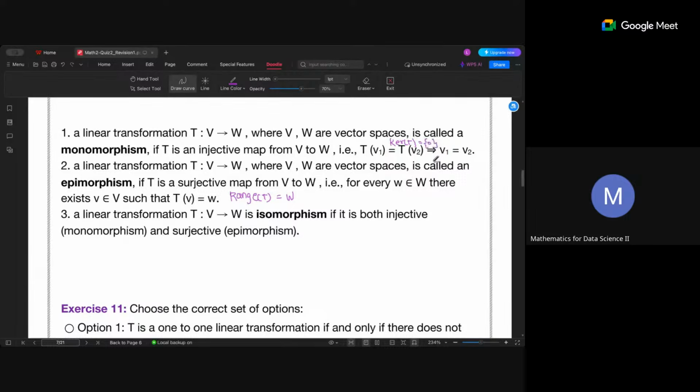Remember, one-to-one means you know that the kernel is 0. So this means that your nullity is 0. And onto means you know that the range is W, and in that case, the rank is the dimension of W.